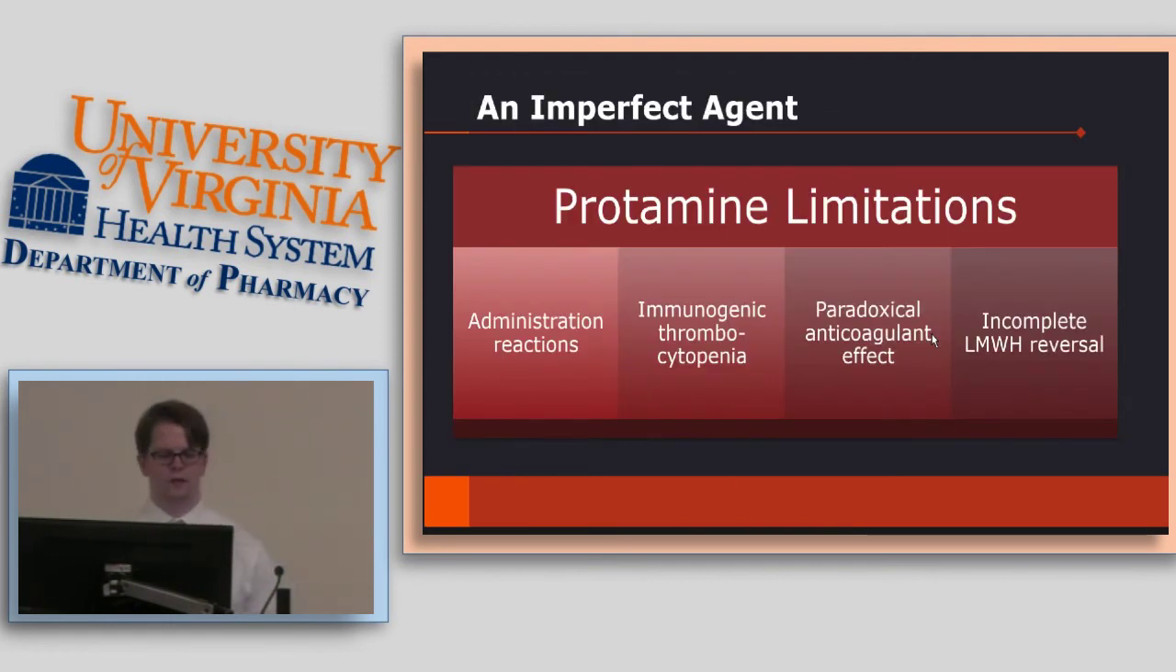So while protamine can be used for reversal of unfractionated heparin and possible reversal of low molecular weight heparins, it's overall very much an imperfect agent. There's the high rate of administration reactions, there's the potential for immunogenic thrombocytopenias, there's a paradoxical anticoagulant effect that can be seen with protamine overdose, which is why we need to be so careful when dosing patients. And then there's also potential for incomplete reversal of the low molecular weight heparins through reduction of anti-10A neutralization.